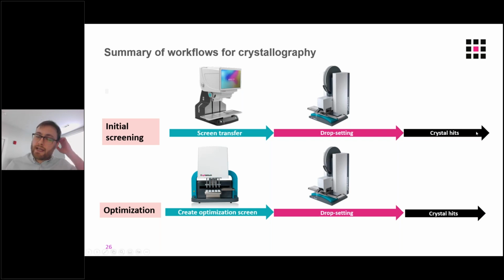Once you have crystal hits, whether they be diffracting or not, and you want to optimize, the Dragonfly Crystal is really the next step in the process. So as I've mentioned before, you can use this to set up the plates that will optimize these conditions with variable pHs, salts, buffers, and all the other components you might need in the crystal trial. And they can set up these plates very quickly.